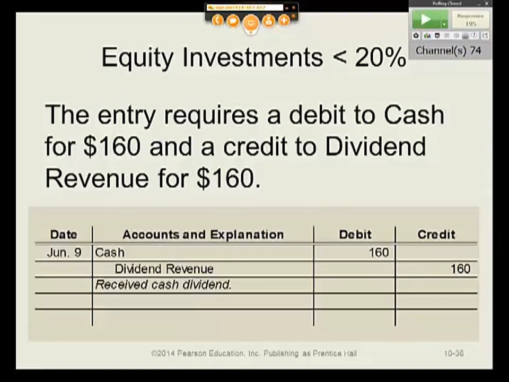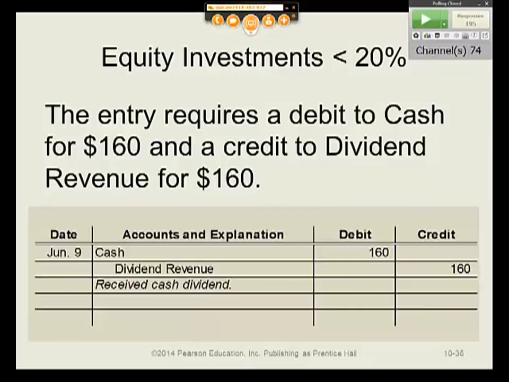So the journal entry, as would be the case for any other revenue, is going to debit cash and credit dividend revenue. This is outside of operating income, but it's certainly income. Okay, so far we've looked at the purchase of an available for sale security. We've looked at the dividends.